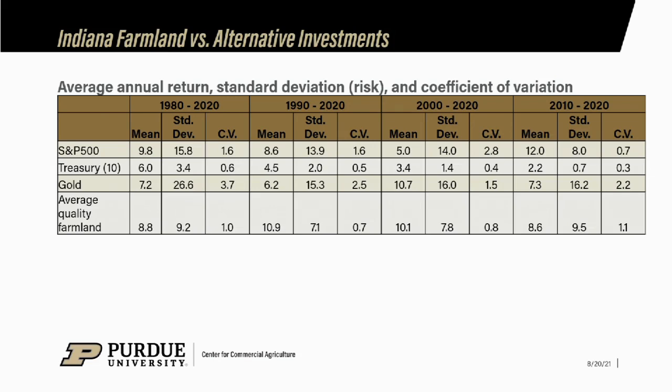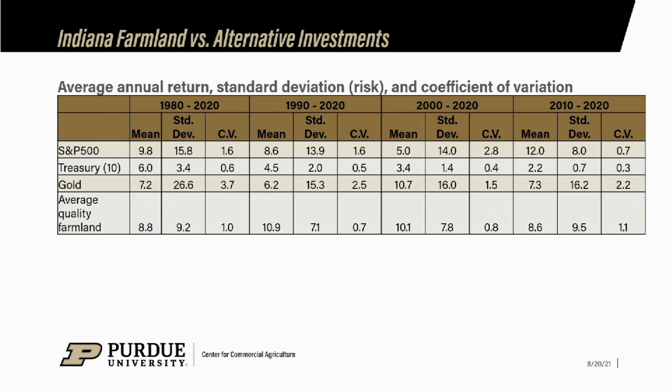And so farmland kind of sits right in that middle. We've looked at it over different horizons, going all the way back to, I think, 1980 or 1990 in this article. We report the mean, the average, so what's the expected percentage change in the value of that asset over that horizon? What's the average amount that it changes per year?